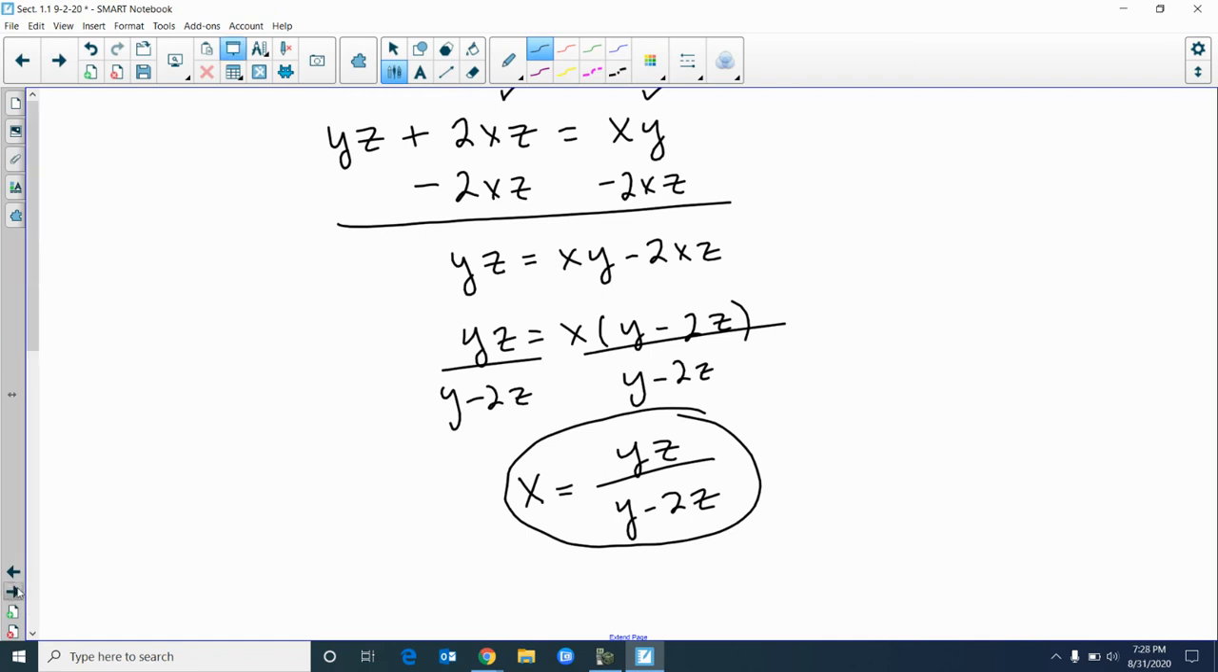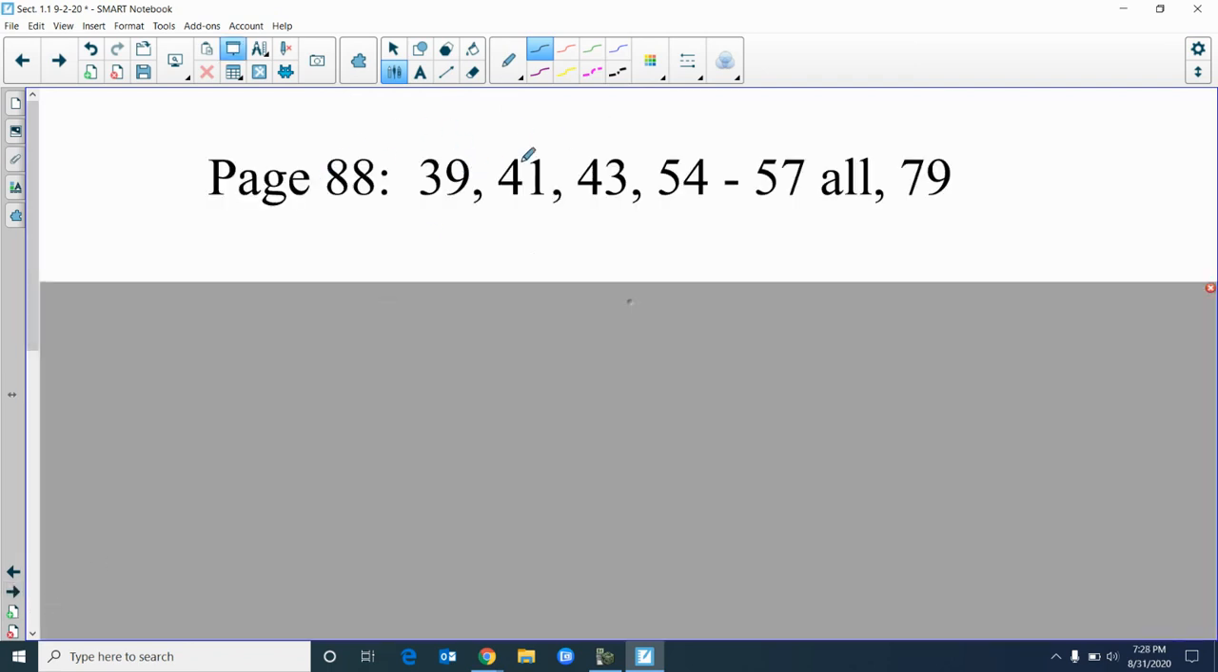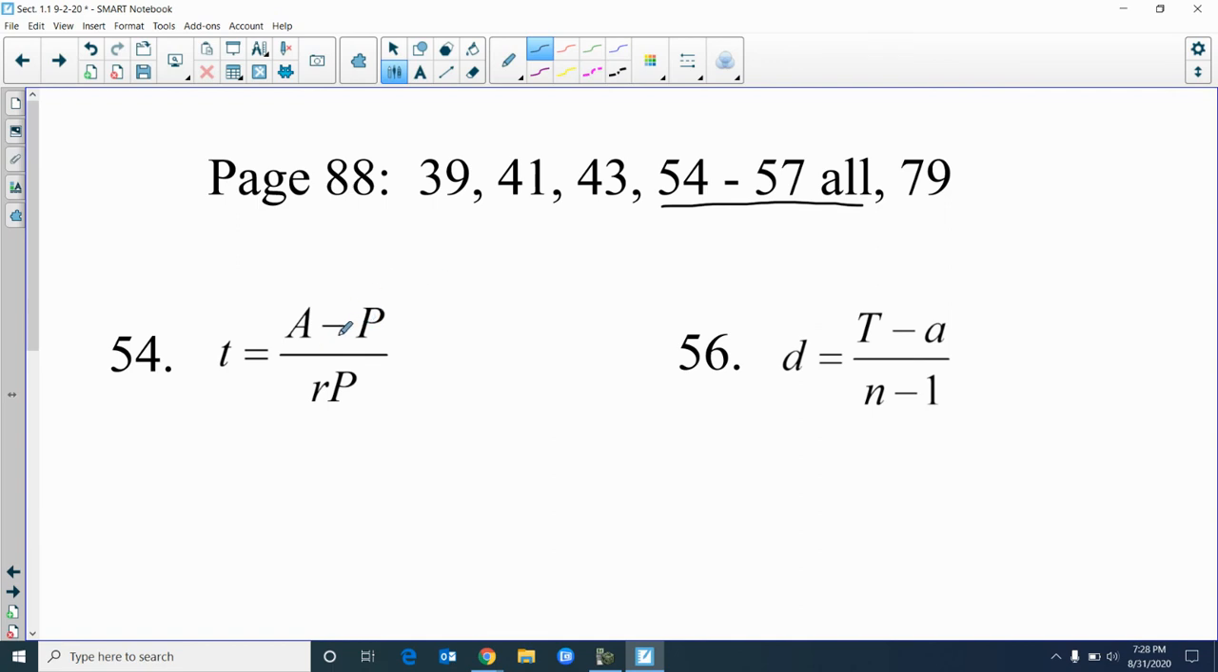All right, so this is section 1-1, page 88, and then 39, 41, 43, 54 through 57, all, and then number 79. Sometimes I will give you the answers to the even ones ahead of time, just so that you can verify them as you're doing your work. Sometimes I'll give them to you the next day of class. I'm going to go ahead and here's 54. Here's 56. You should be able to get all the others from the back of the book.